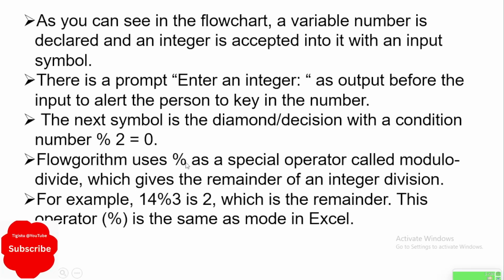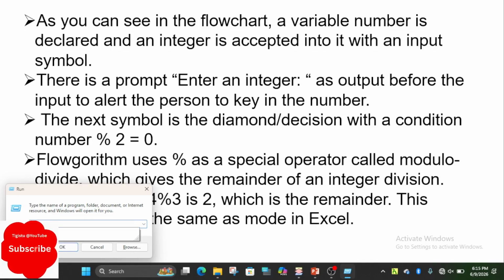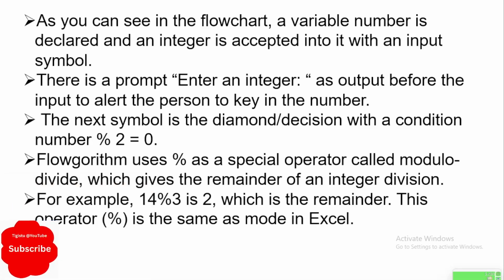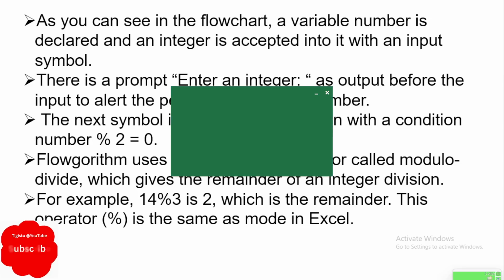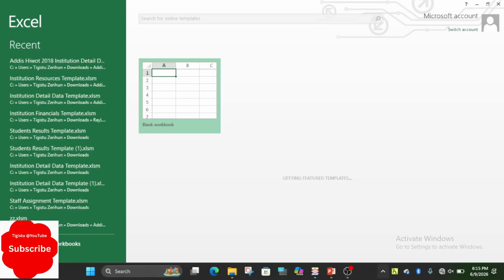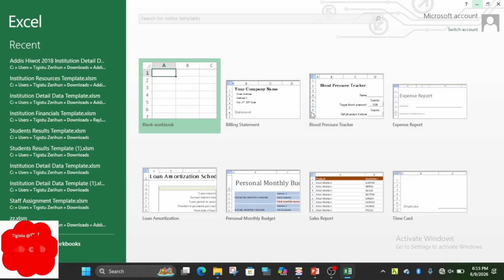Flowgorithm uses the percentage sign as a special operator called modulo divide, which gives the remainder of an integer division. For example, 14 divided by 3, the remainder is 2. This operator is the same as mod in Excel. We have to use mod for this.